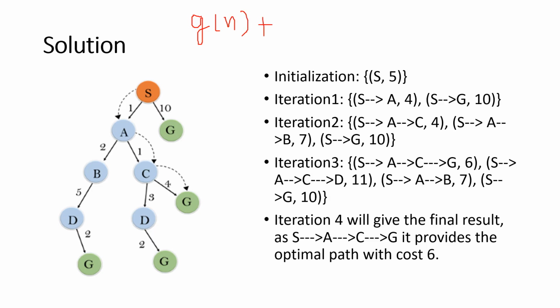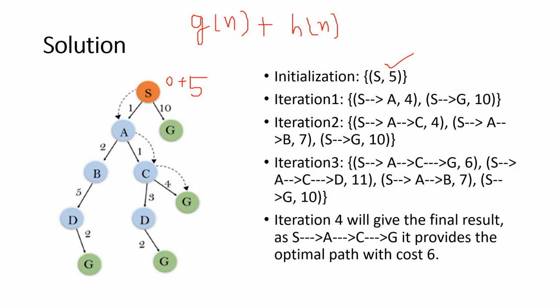So in the case of S, g of n, that means from start node to this node, will be 0 because this is the start node. Then h of n, from the start node to goal state, is given in the previous table. We have already seen the table. So from that we know that h of S is actually 5. So it is 0 plus 5. So f of n will be equal to 5. We are writing it here.